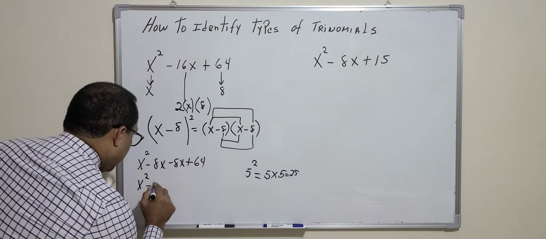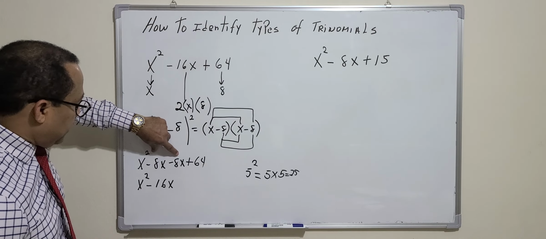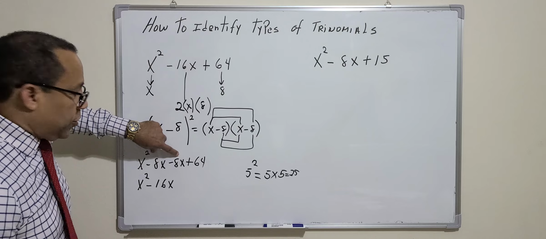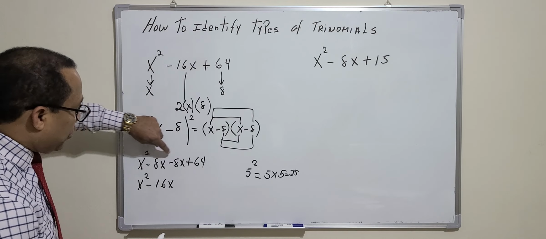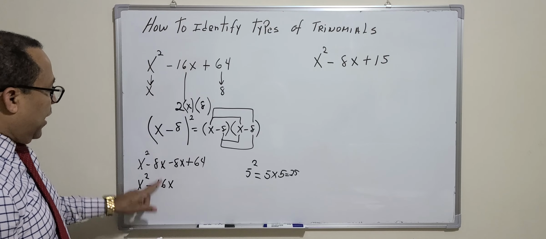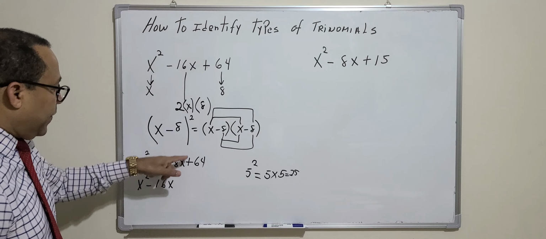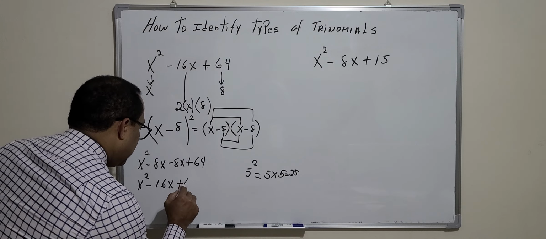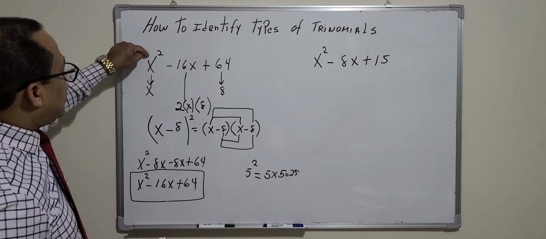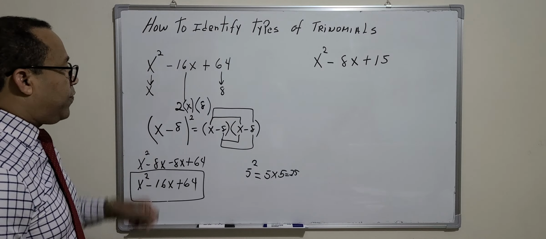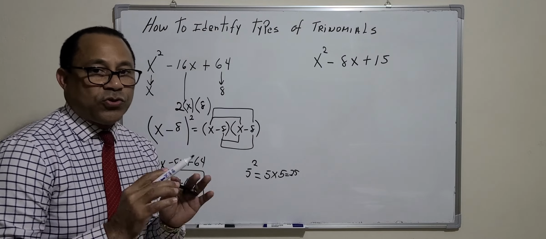Why is it negative 16x? Because we remember the rule. It says, in addition or subtraction, when we have the same signs, we add the numbers and we just copy the same sign. That's why we get negative 16x. And bring down the plus 64. And we get the same result as the trinomial above. And this is how you factor a perfect square trinomial.